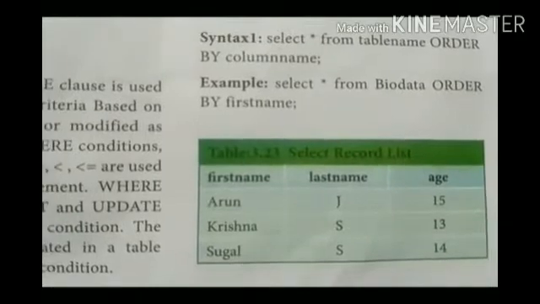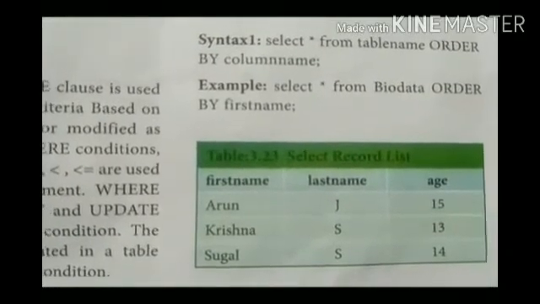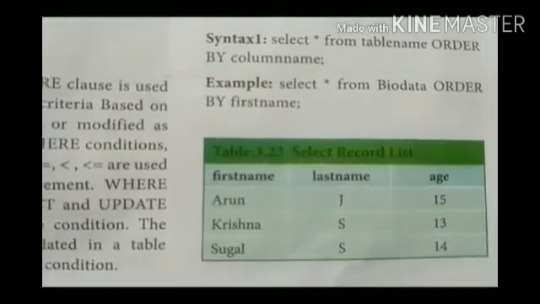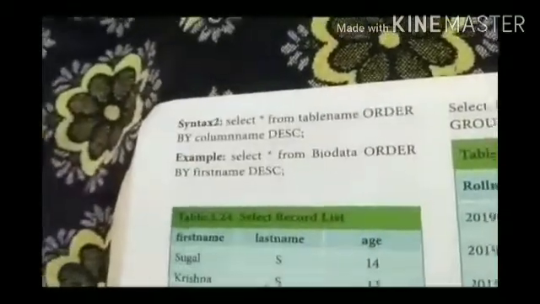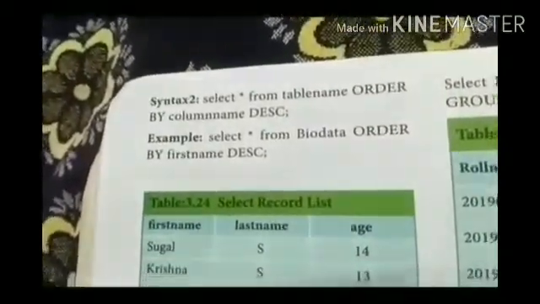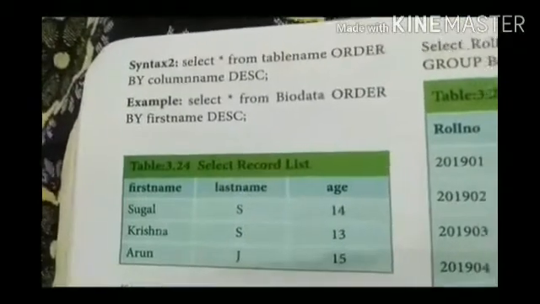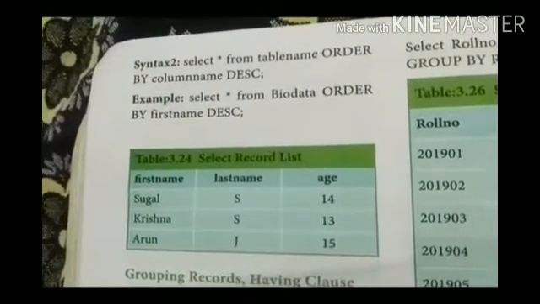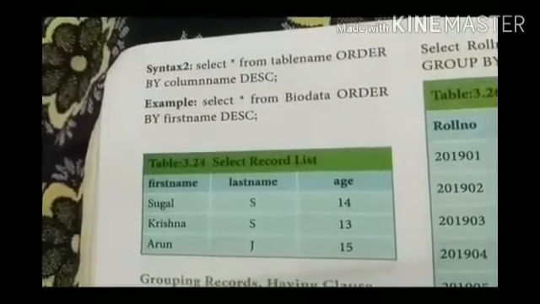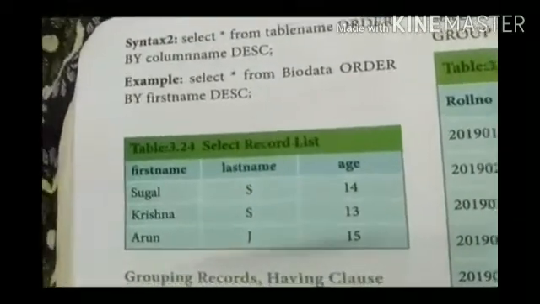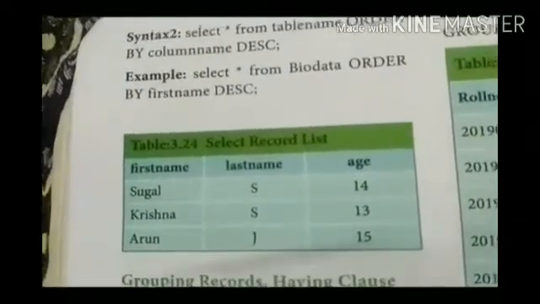If you want to arrange the records in descending order, what do we have to do? Select star from biodata, order by first name, and in that we have to specify DESC. DESC is used to arrange the column in descending order. You can see the example here: select star from biodata, order by first name DESC. So all the records in the table got arranged in descending order.